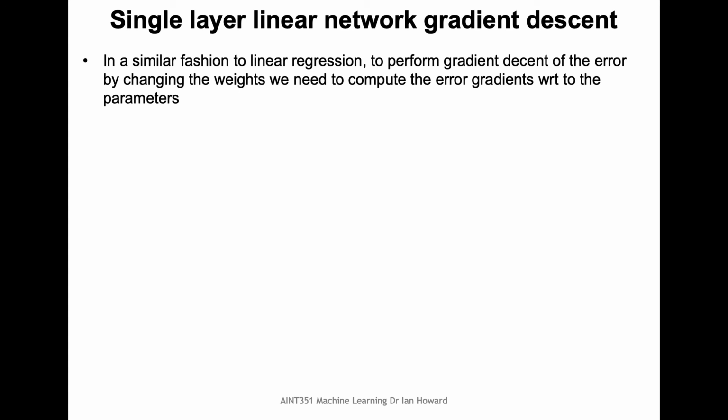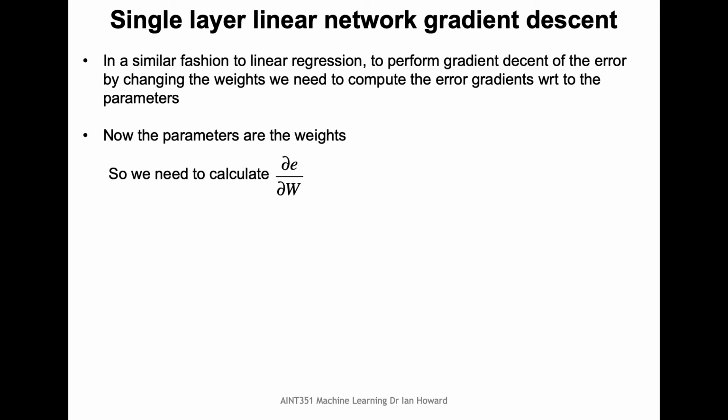Now we want to do gradient descent in order to minimize the error in terms of the weights. So in other words, we want to find the weights which give the minimum error across the entire data set, just like we did in linear regression. So what do we need to calculate? Well, we need to calculate dE/dW, right?